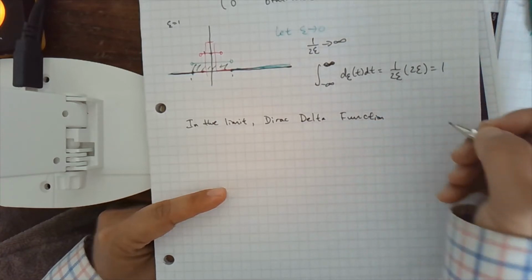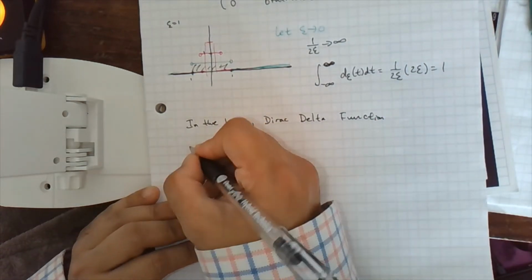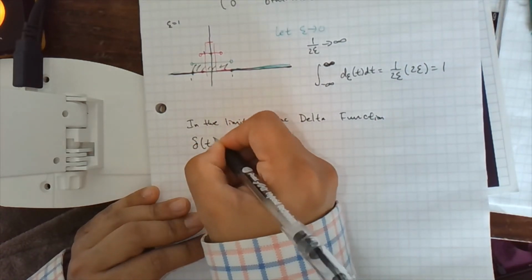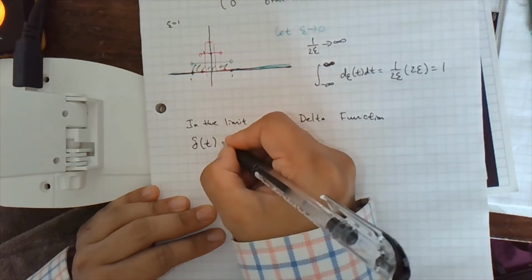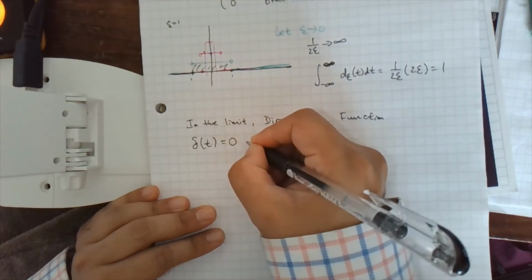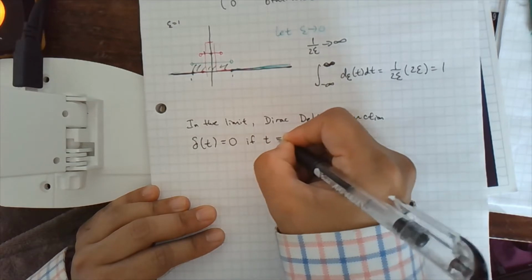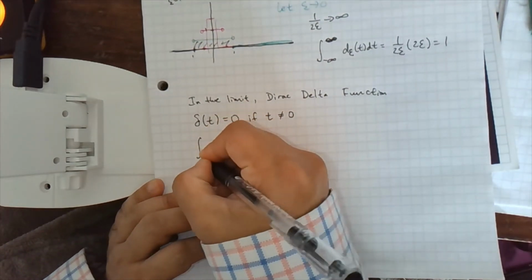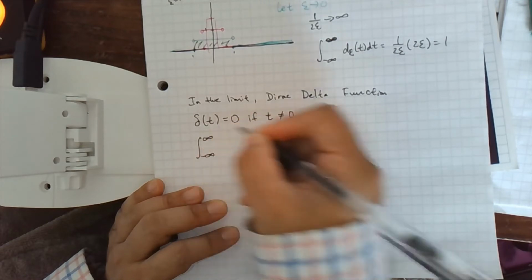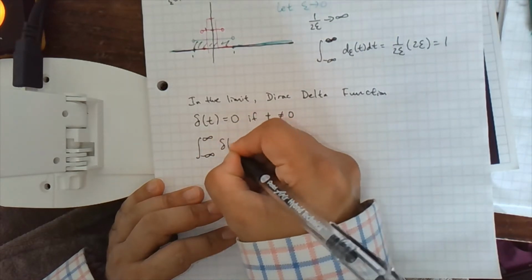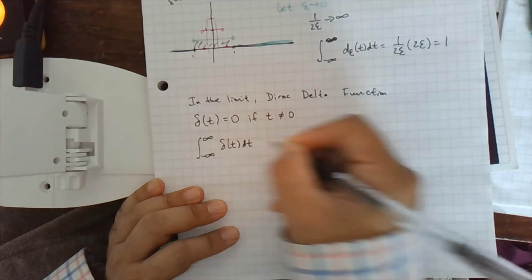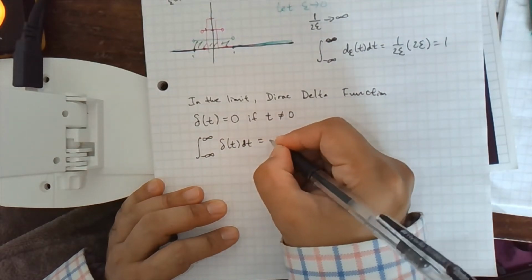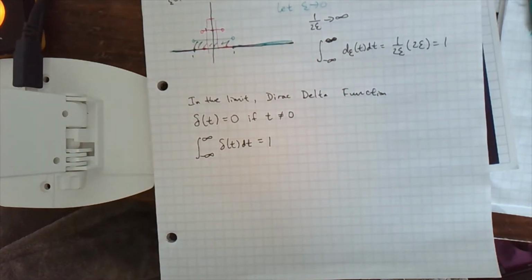So we're actually going to define it this way. Here's the delta function, delta of t. We're going to say it equals 0 if t is not 0. And then we're going to just define the integral. We're not going to say what happens at 0. The integral over the whole real line of delta t is going to be defined to be 1.